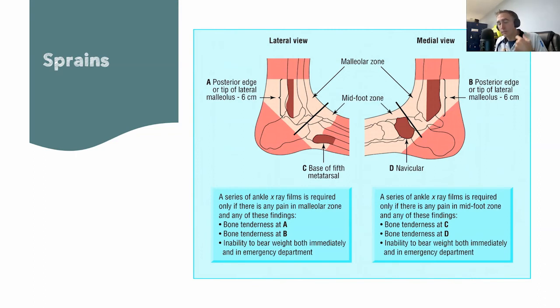And if it's good enough for determining if a patient has a fracture or not, or if they need x-rays or not, then it's generally good enough to use for other things.